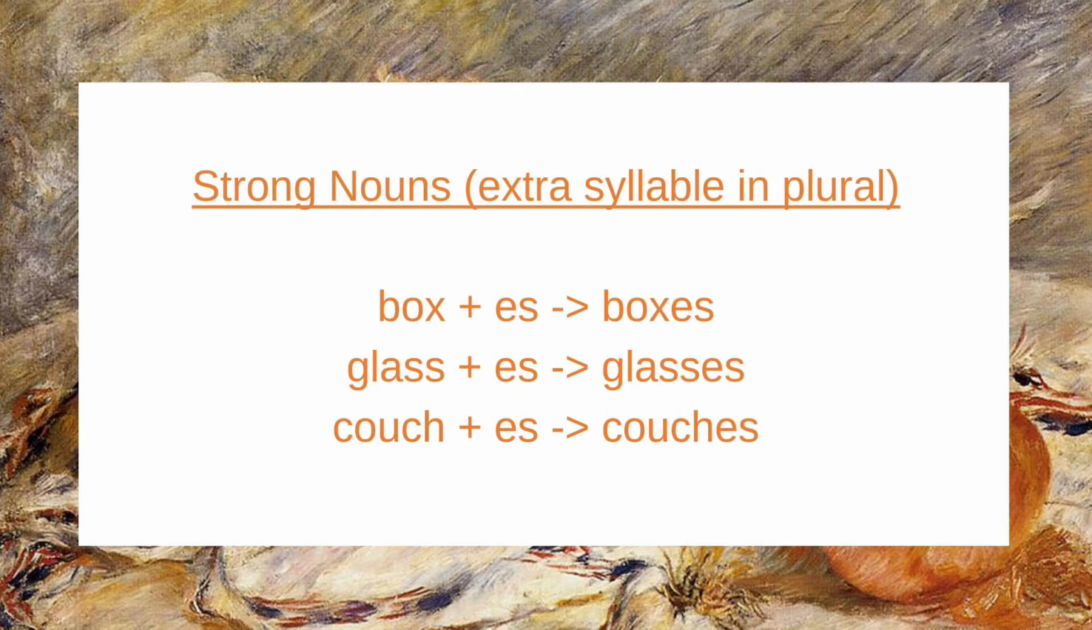Nouns that need an extra syllable in the plural take the ES suffix. 1 box, 2 boxes, 1 glass, 2 glasses, 1 couch, 2 couches.